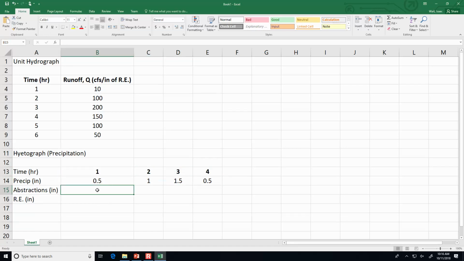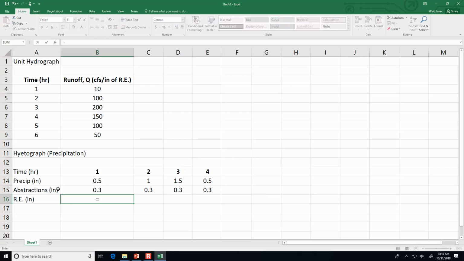Okay, so the abstractions in the problem statement, it said it's just always 0.3 inches per hour, and that's pretty simplified. We would expect the abstractions to be bigger at the head end of the storm rather than being constant. But just for simplicity, let's assume that that was the case, that there was always going to be maybe in the form of infiltration or interception or something is just going to account for a difference between the rainfall and the amount that is considered excess. Any questions so far? This is just all given data to this point. So we're just doing the first calculation here.